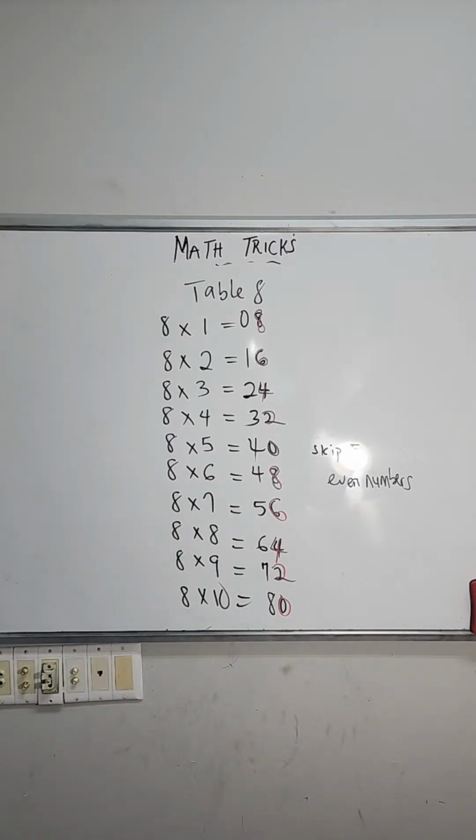So the first method is just for you to write from 0 down to 8. Then you write from even numbers backward. So this is what you do. So now we've done table 7. We've done table 8. We've done table 9. Table 10 is very simple. Table 11 is very simple. We have table 12 too.